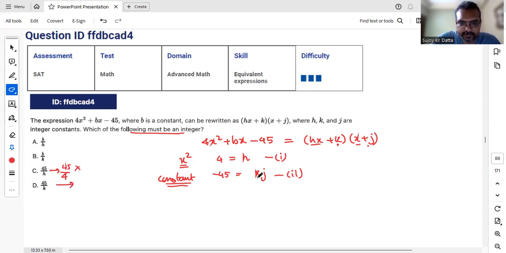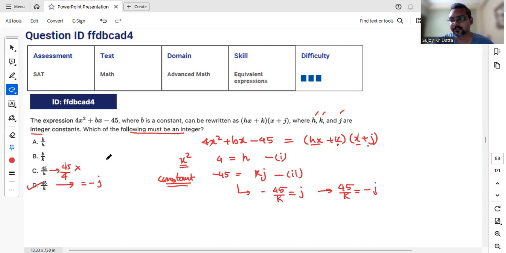But this one, from the logic that negative 45 is k times j, we get negative 45 divided by k equals j, or in other words, 45 over k equals negative j. And it's mentioned clearly that h, k, j are integers. So negative j is definitely an integer. We don't really need to check A and B because we already have one option which is an integer for sure. The other two therefore cannot be an answer. Let's go to the next question.